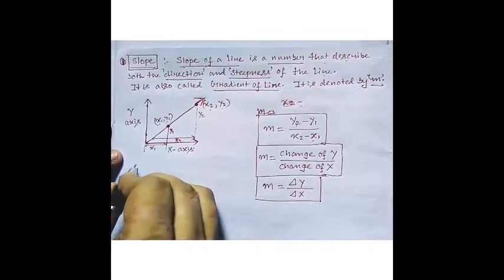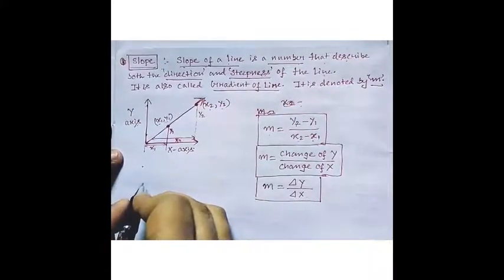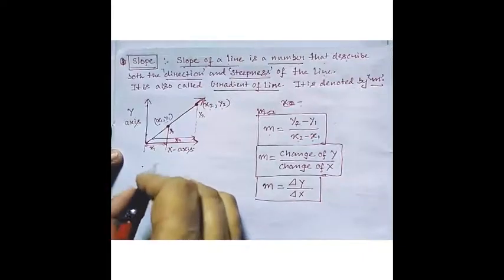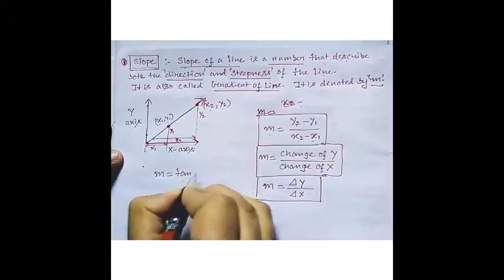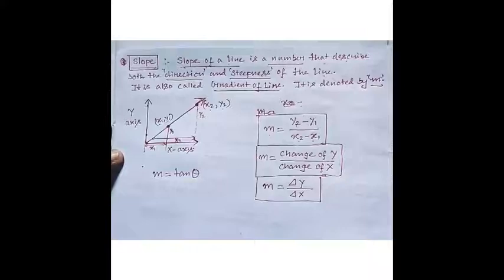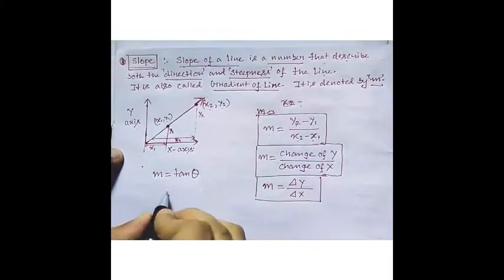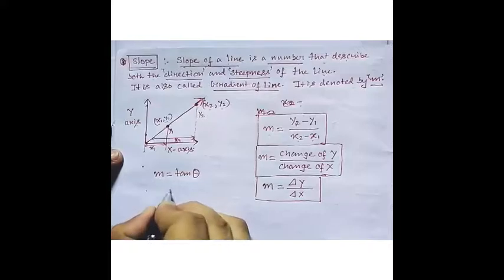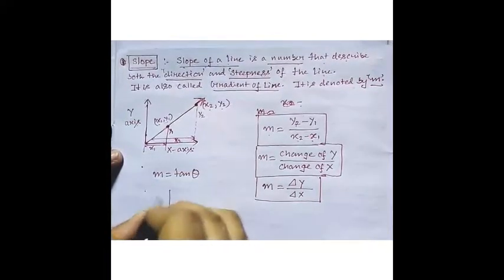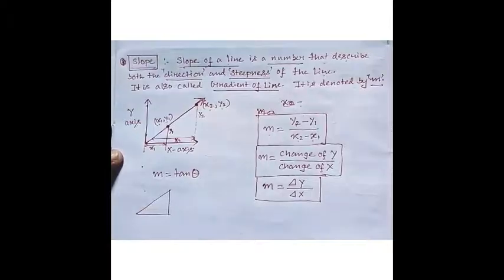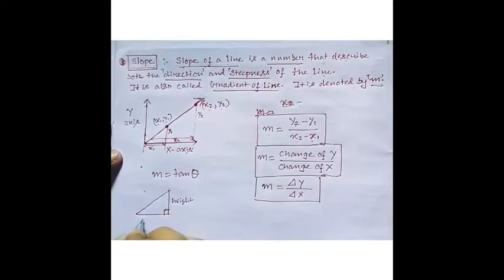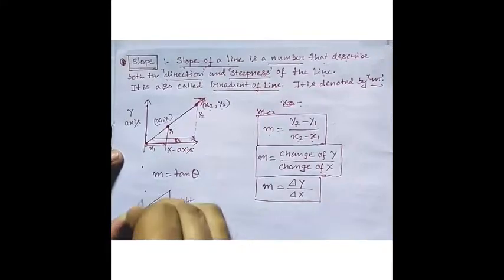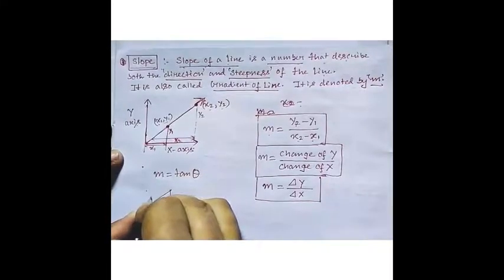And now there is another formula of slope, which is m equal to tan theta. This is another formula of slope. In trigonometry you already learned about what is tan theta. Look, this is a right angle triangle, this is the 90 degree, and this is the height of a right angle triangle, this is the base, and this is the hypotenuse.